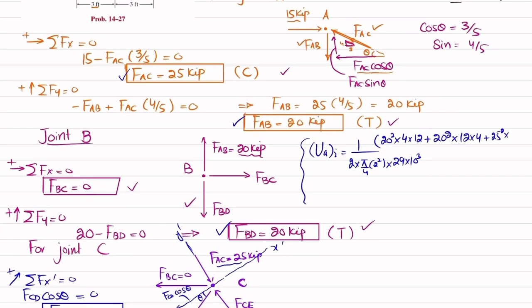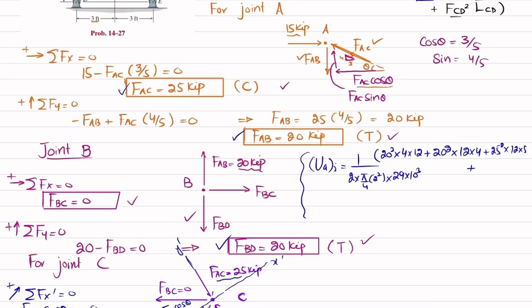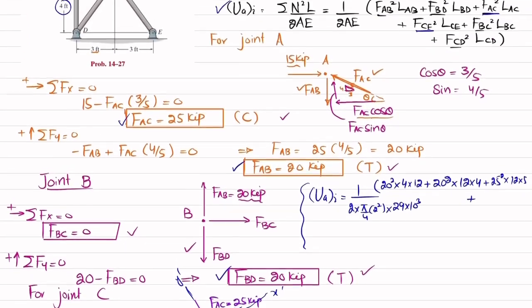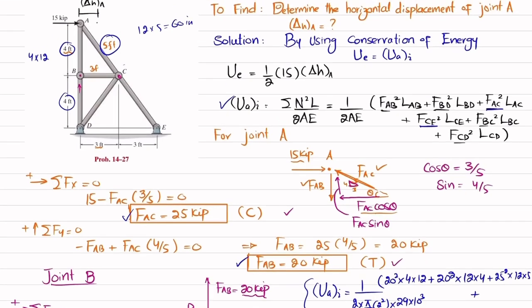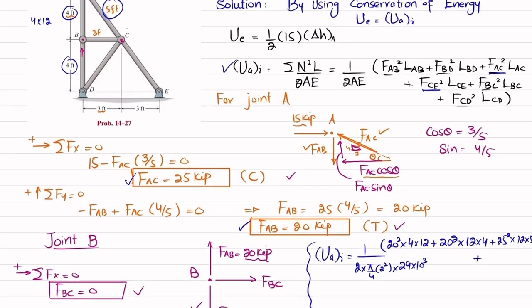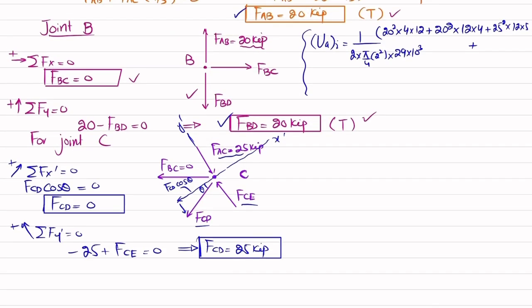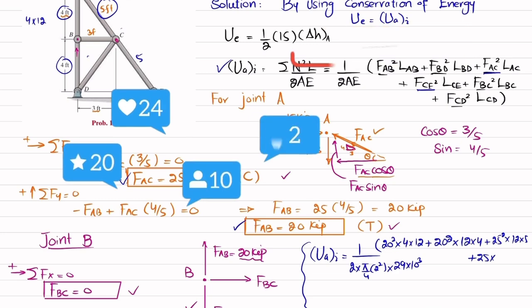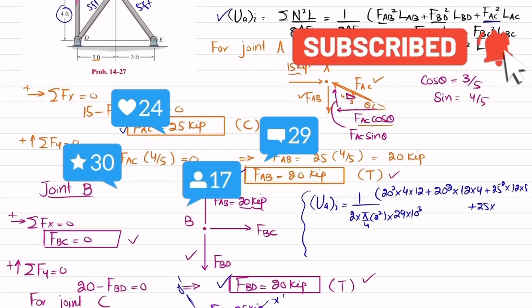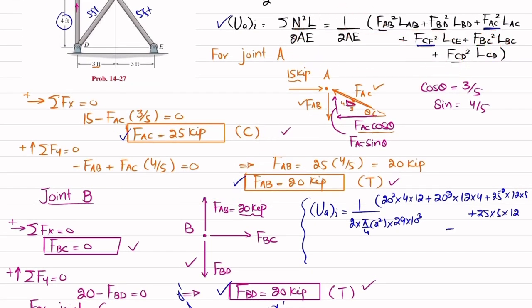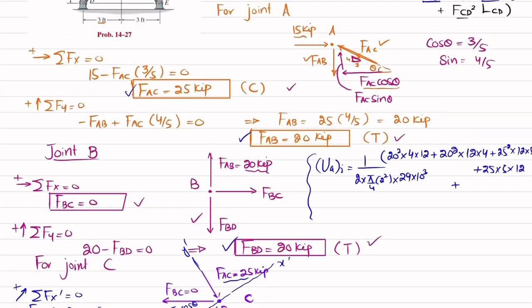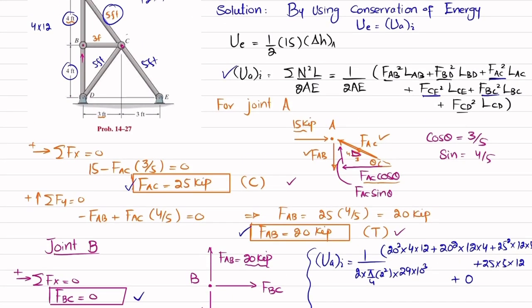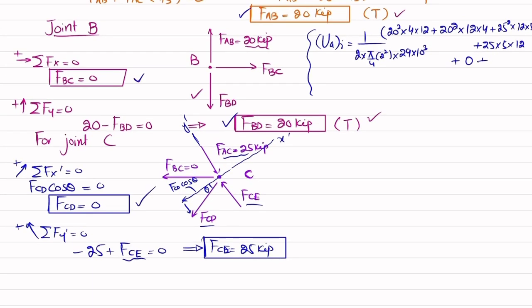Clear? So 12 into 5 plus FCE. Where is FCE? FCE is this one. Okay, this is FCE. You can see this is FC 25. So plus 25 into length. This length is also 5 feet by using Pythagoras theorem. So 5 into 12. Clear? Plus FBC. FBC is 0, so the whole term will be 0. And FCD is also 0. Clear?